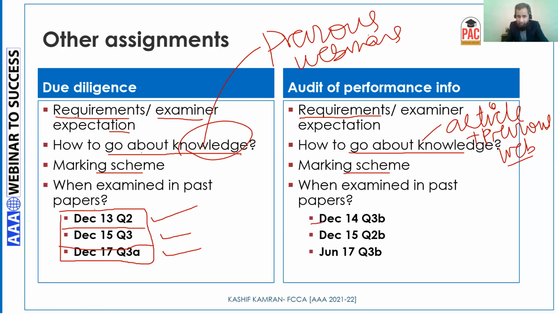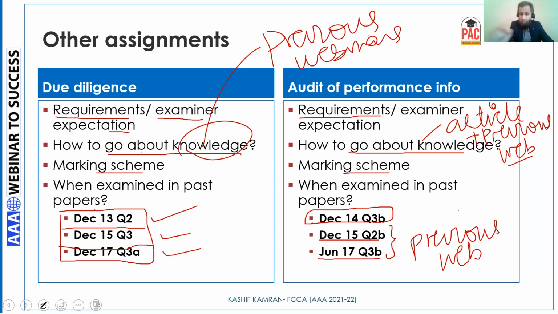One in December 14, one in December 15, and one in June 17. These are 3 questions, right? I am doing December 14 today. And when you watch the previous webinars, they will give you December 15 and June 17 and the knowledge. So you can be 100% on this topic, audit of performance information. Is everyone ready to set the structure and then take a break for this topic?